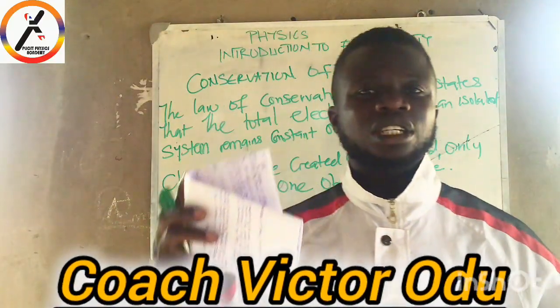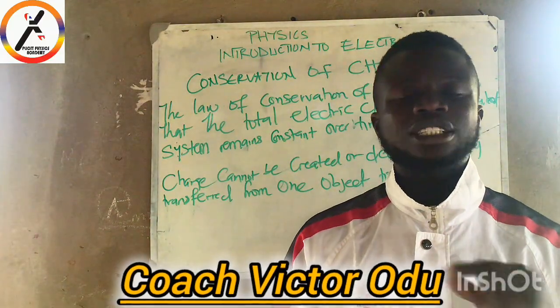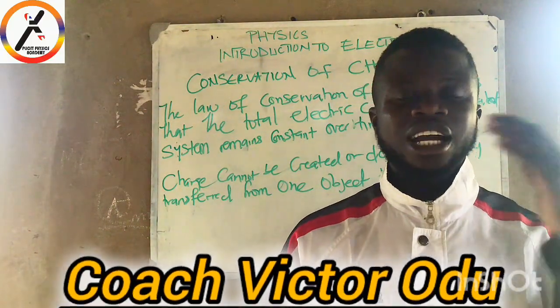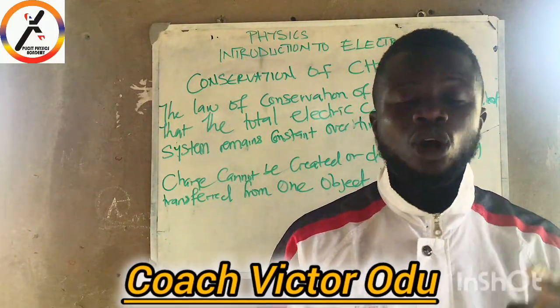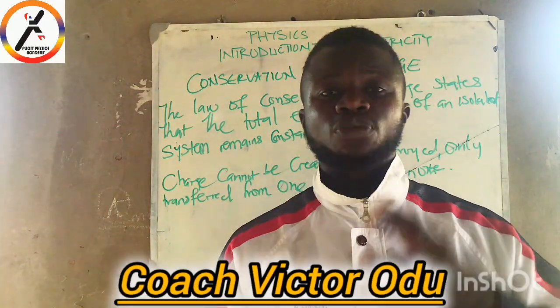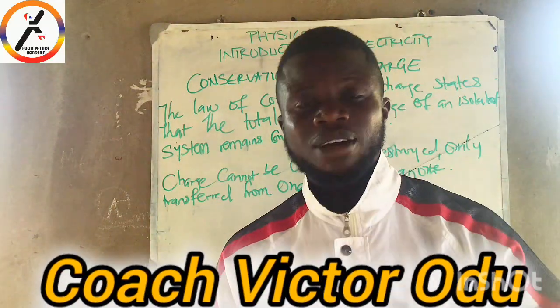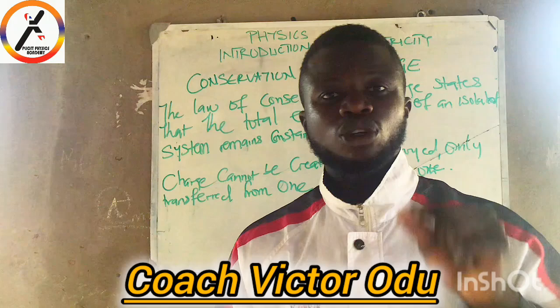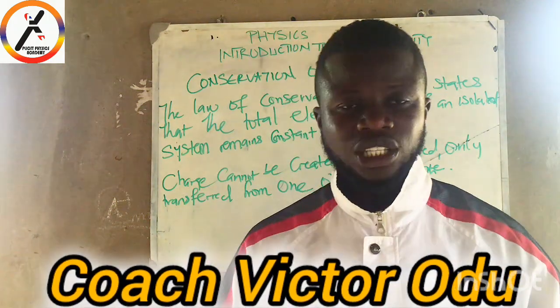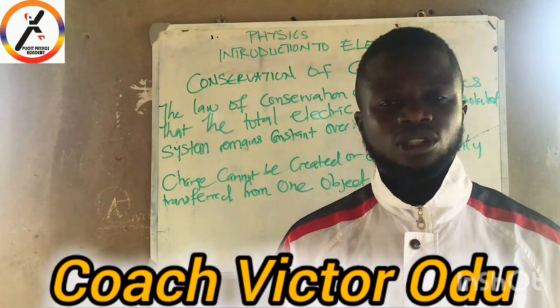So that's what conservation of charge is all about. Charges are conserved. That means they are neither created nor destroyed, but can be transferred from one system to another. The algebraic sum of the charges in a system, the sum of the positive and the negative charge in a system, does not change. It remains constant.